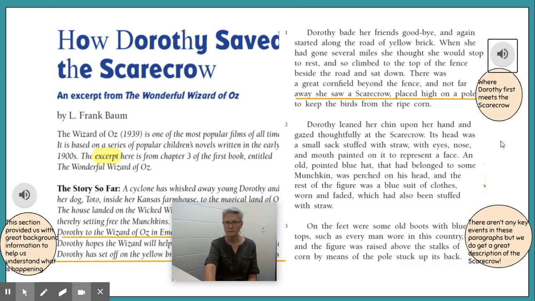In paragraph 1, I underlined this sentence because this is where Dorothy first meets the Scarecrow. And again, if I'm trying to find key events, in order for us to understand the story, we need to know that this is where she encounters or meets the Scarecrow. It also helps because I used the title, How Dorothy Saved the Scarecrow, that I know that this is really important for me to underline.